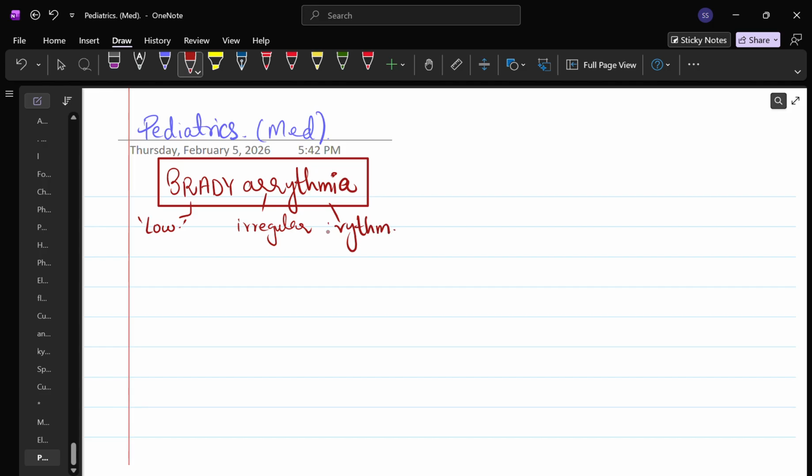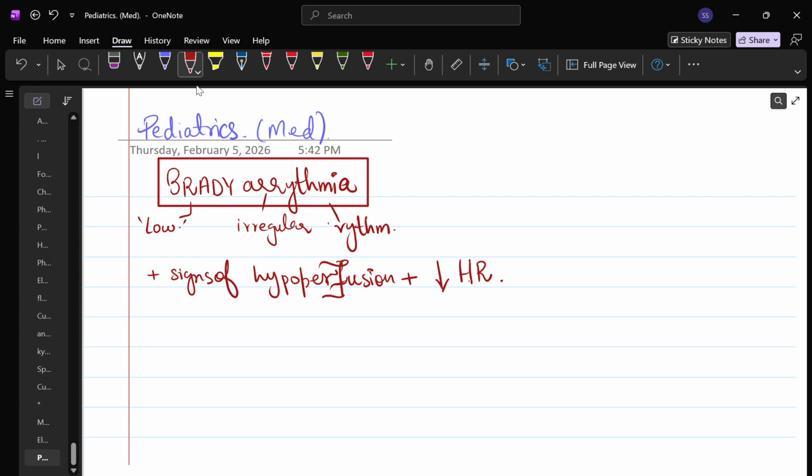Now this occurs when the heart rate is slow and there are signs of hypoperfusion. Signs of hypoperfusion plus reduced heart rate. The reduced heart rate may depend upon what age you're dealing with. For example, for infants the normal heart rate value is relatively higher, and for older children it's relatively lower.